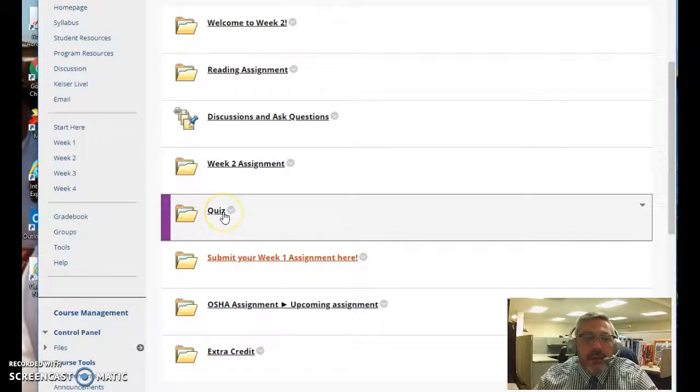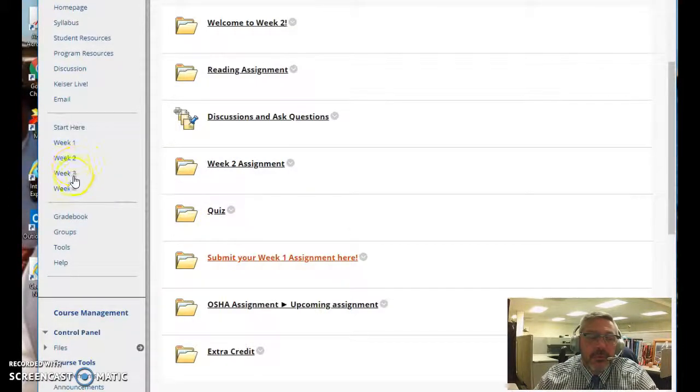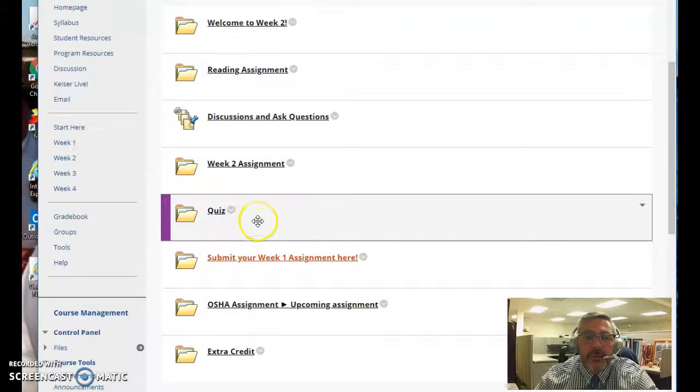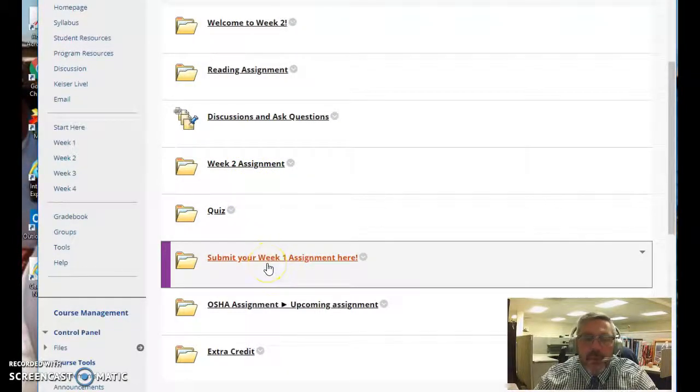The quiz, some people didn't complete the quiz again. Not sure why. When you go to week 2, in this case for next week it would be week 3, it tells you everything you need to do: your discussions, your assignment, your quiz, your week 1 assignment. So it tells you everything you have to do. So I don't understand why people say, oh, I didn't know I had to do that. You need to go and look at that.